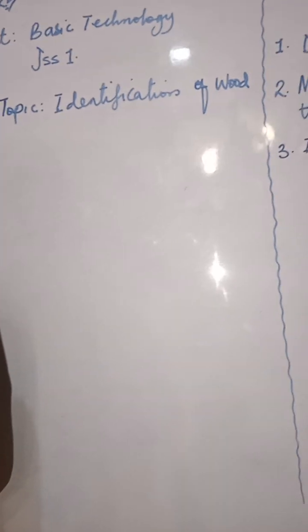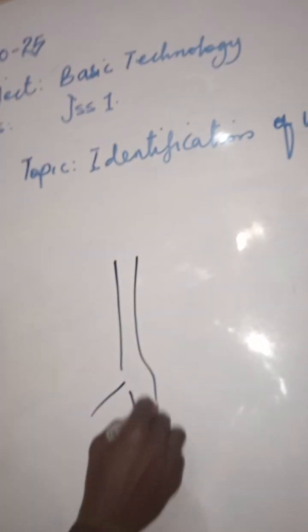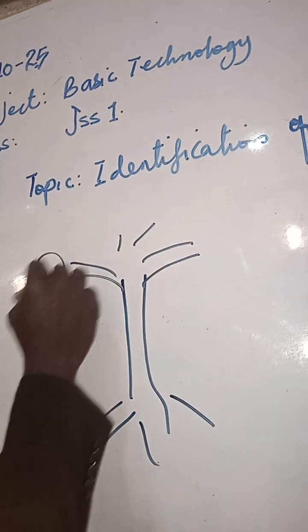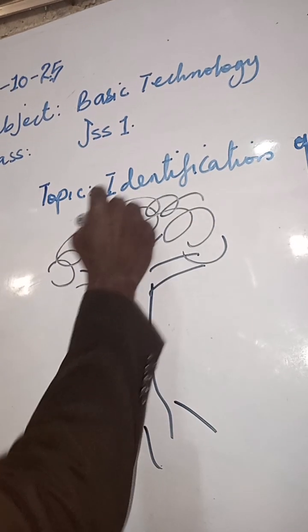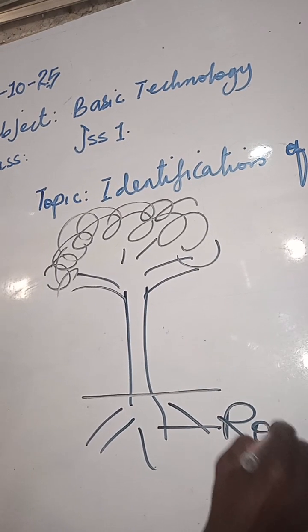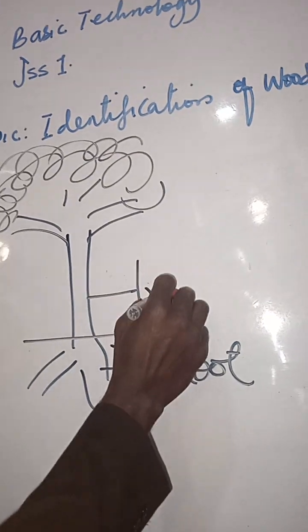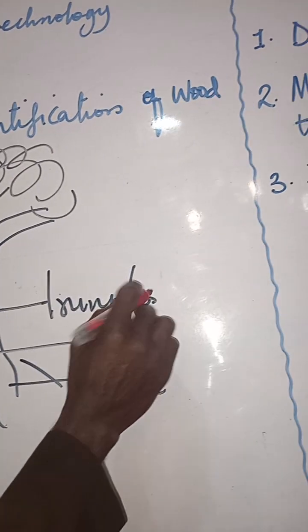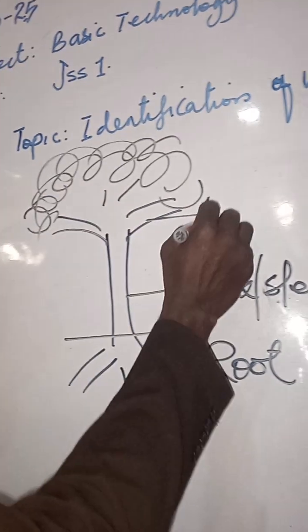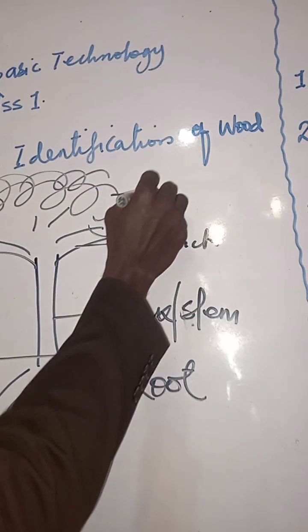Students, have you ever seen a tree before? If you have seen a tree, this is the way a tree looks like. Let me give you an example of a tree. Let us label it. This is the root. This is the trunk or stem. This is the branch. This is the crown or leaf.